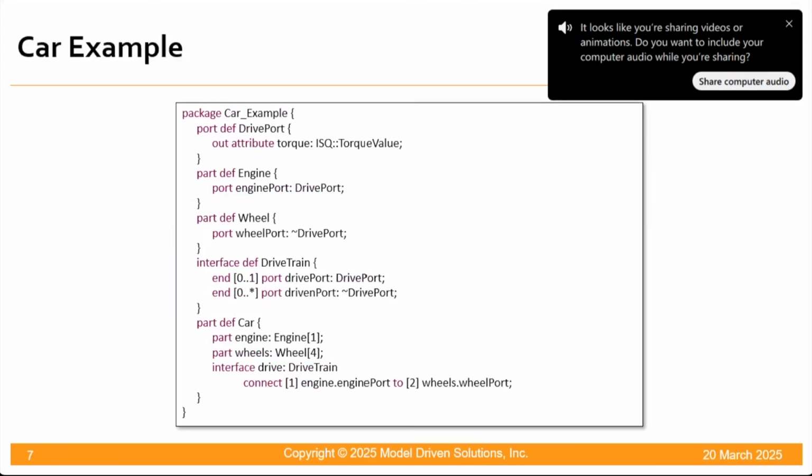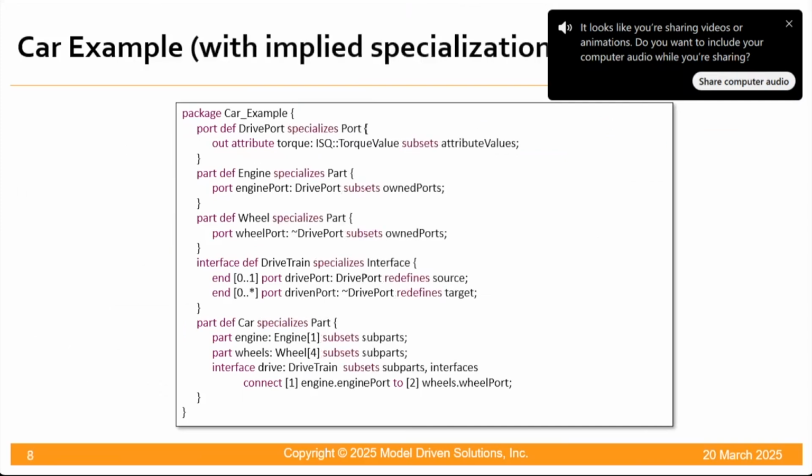This is the definition of that drivetrain that says you can have 0 or 1 drive port connected to many potentially driven ports. It doesn't say how many, but here we have the connection from 1 engine port to 2 wheel ports, right? So that's my model. Well, here's the thing. Behind the scenes on this, there's a bunch of implied specializations of the library. We didn't want people to have to, modelers are people too, put in these explicitly. But this is where we get the semantics.